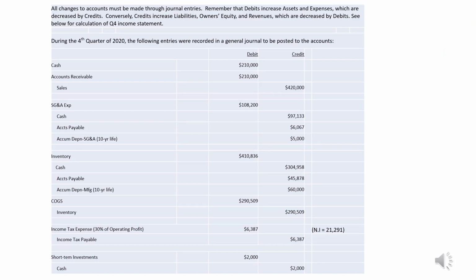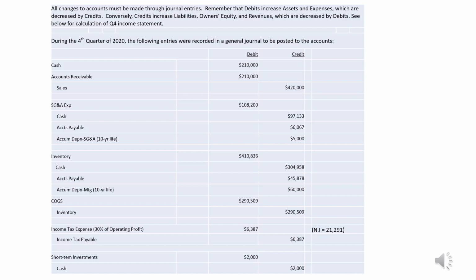Now remember that all changes to accounts must be done through journal entries. And so I've listed here a sequence of journal entries made in the fourth quarter of 2020 in order to bring us to December 31st of 2020. Now, the first one is when we make our sales, we collect half of the revenue in the quarter of the sale, and then the other half in the following quarter. And this is how it looks in a journal entry.